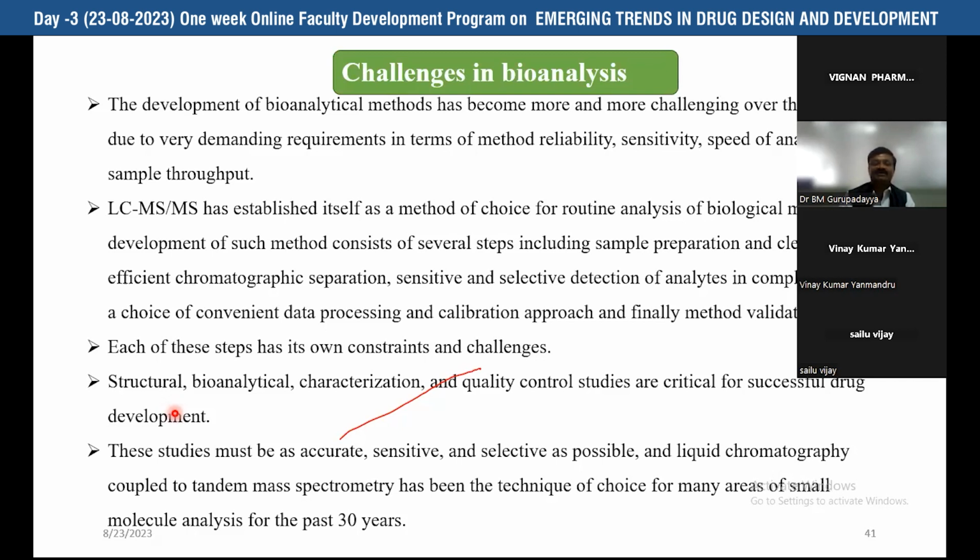Structural identification can be done very well by using either NMR or LCMS. If it is characterized well, you can identify the drug very well in this particular bioanalytical methodology.